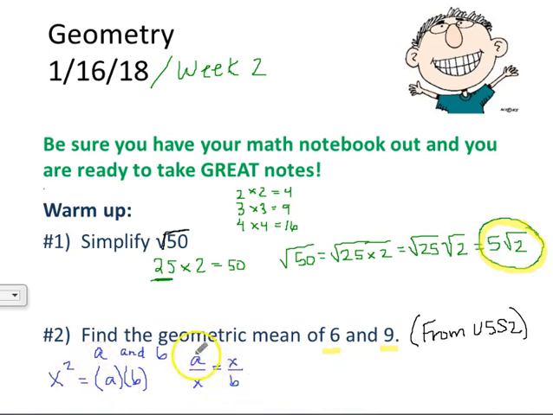And really, this proportion here, remember if you cross multiply to solve for a proportion, we would have A times B equals x squared, because x times x is x squared. So that's how we get that formula of x squared equals a times b, where remember x is going to represent your geometric mean. So let's find the geometric mean of these two numbers.